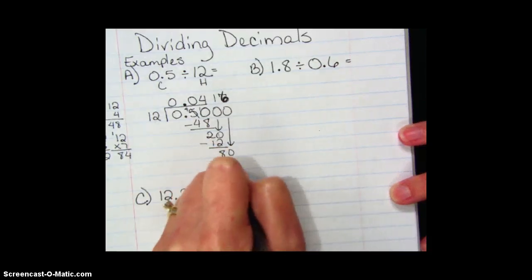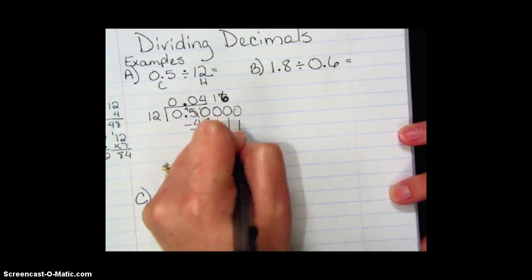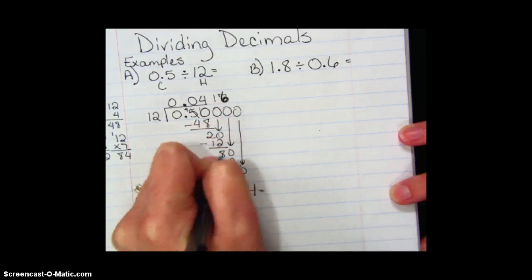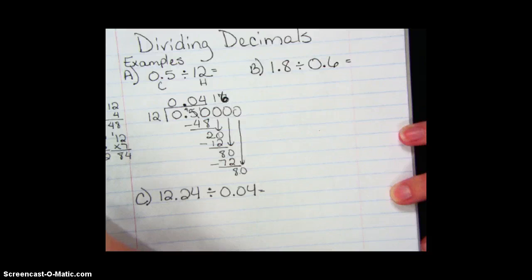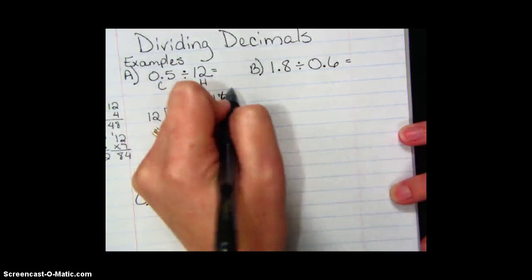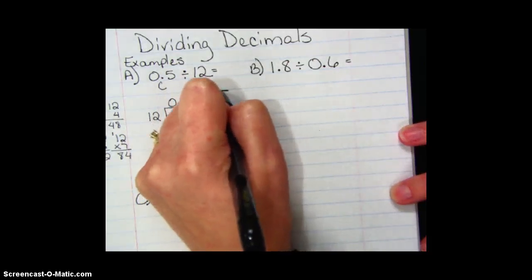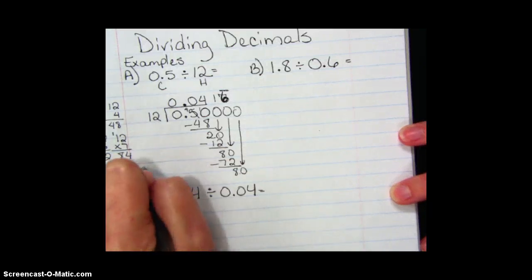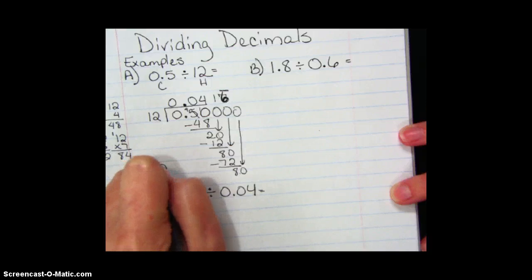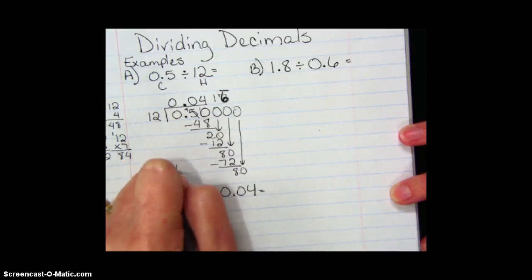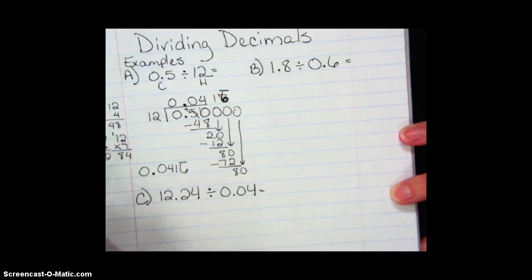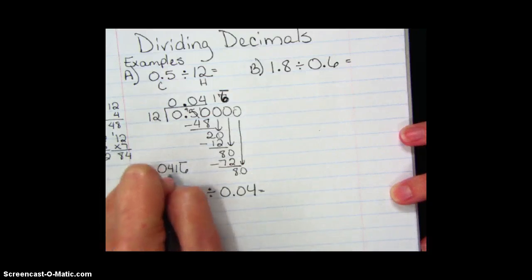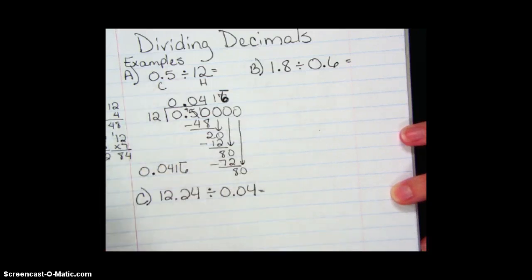Subtract, remainder 8. Huh. So I'm going to keep adding this 0, and I notice that I keep getting 80 here, or a remainder of 8, which means that the 6 right here is repeating. So my answer is 0 and 416, repeating the 6, and that's tenths, hundredths, thousandths, ten-thousandths.